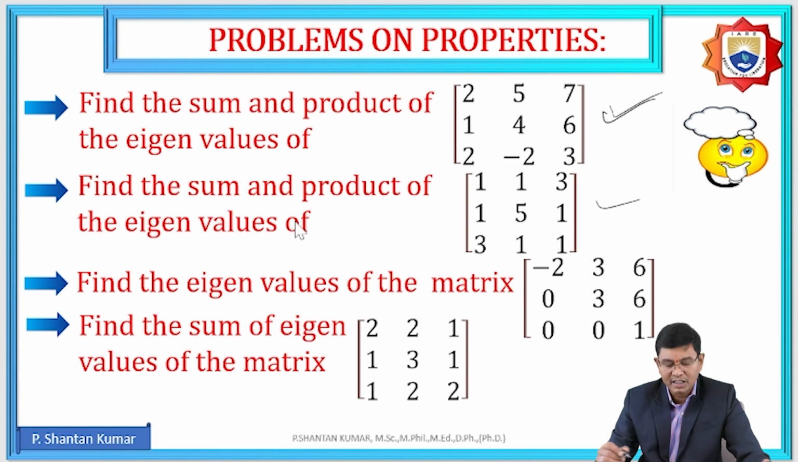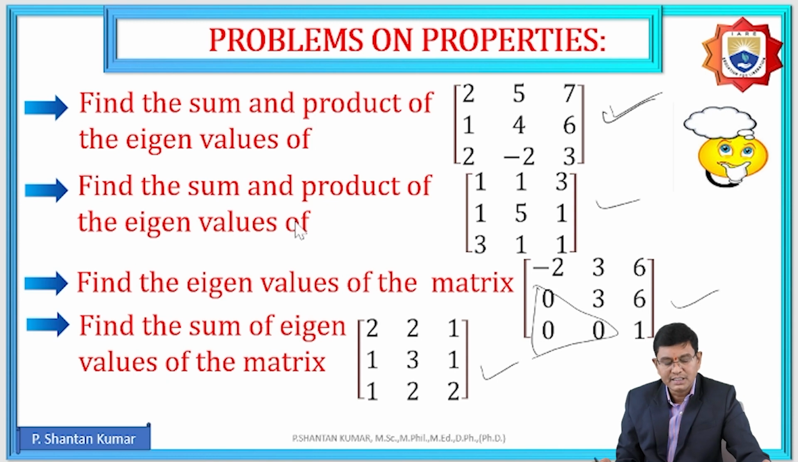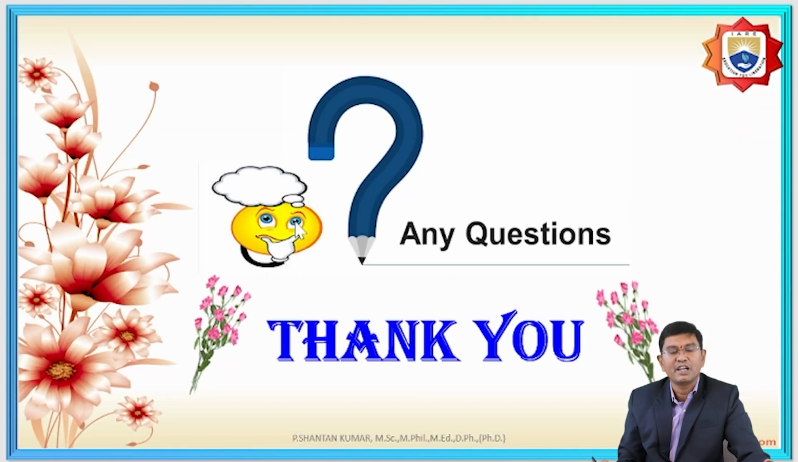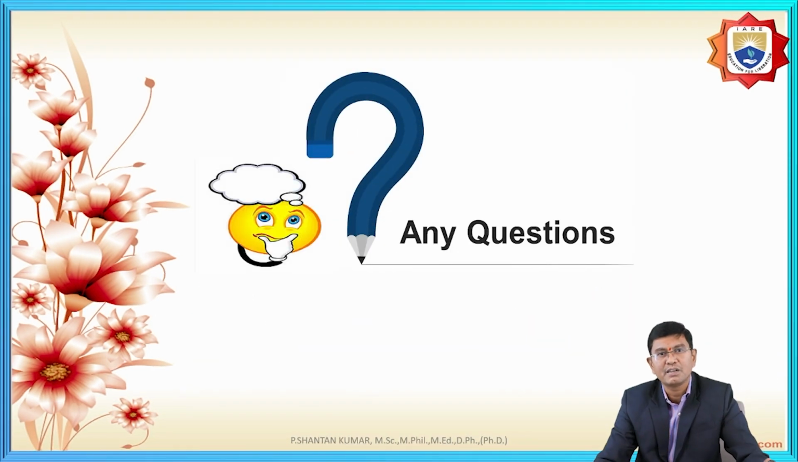The third one is to find the eigenvalues, and it is clearly an upper triangular matrix. And the last one: find the sum of the eigenvalues, which is equal to the trace of the matrix. Here it is not any particular matrix, but they simply ask for the sum, which is the trace of the matrix, 2 3 1 2, that is 7. Like this, we need to use the properties of the eigenvalues.